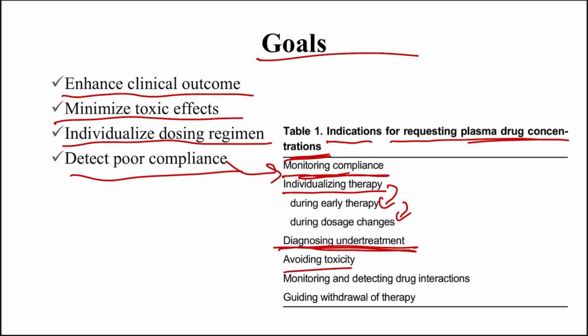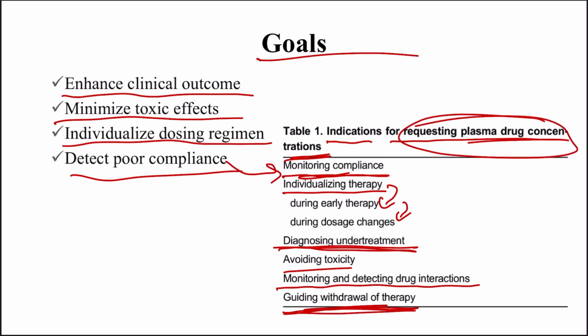Next is to avoid the toxicity. Next, to monitor and detect drug interaction. Suppose we are giving some drugs which can interact with the drug which we are monitoring, and as a result they can either increase the effect of the drug or decrease the effect of the drug. Next, it will also help us in guiding the withdrawal of a therapy, like when we have to stop a particular therapy. So these are the indications for requesting the plasma drug concentration of the drugs for which we can actually do the therapeutic drug monitoring.